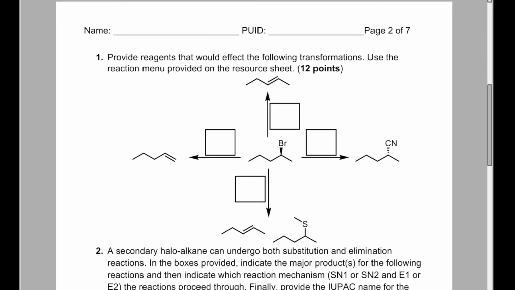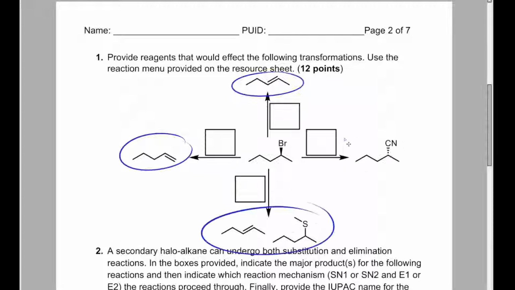1. Provide reagents that would affect the following transformations. Use the reaction menu provided on the resource sheet. So in this problem, we're given this original precursor molecule, which is an alkyl halide, and we're asked to identify which reagents it reacts with to transform into each of these four other molecules.